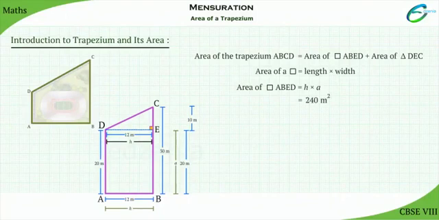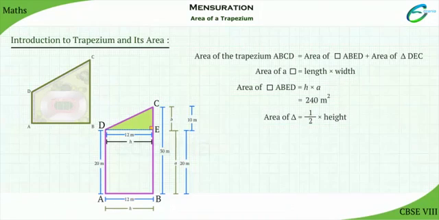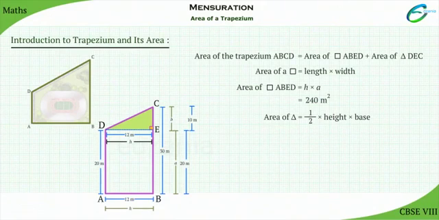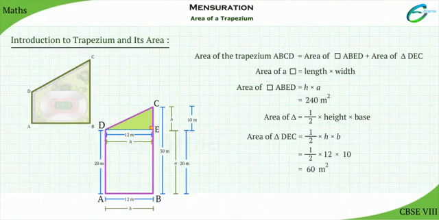Now let us find the area of the triangle DEC. The formula to find the area of a triangle is given by half the height of the triangle multiplied by base of the triangle. Thus, the area of the triangle DEC is equal to half the product of H and B. Thus, the area of the triangle DEC is 60 meters square.